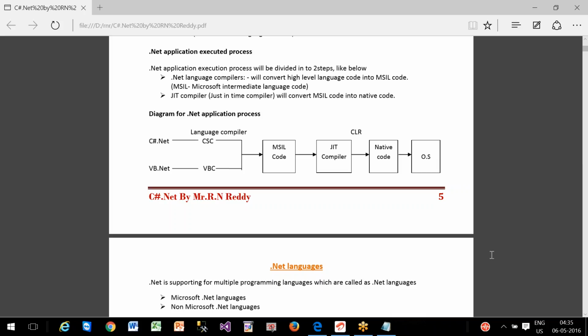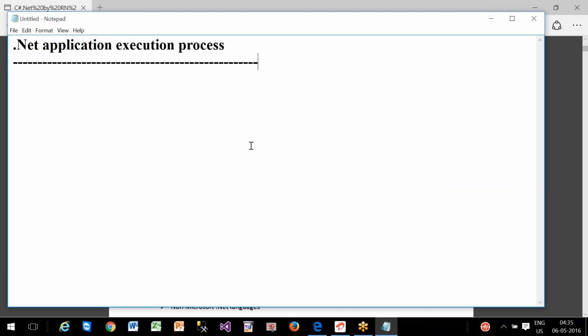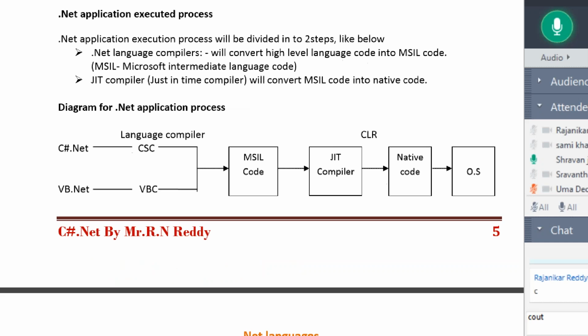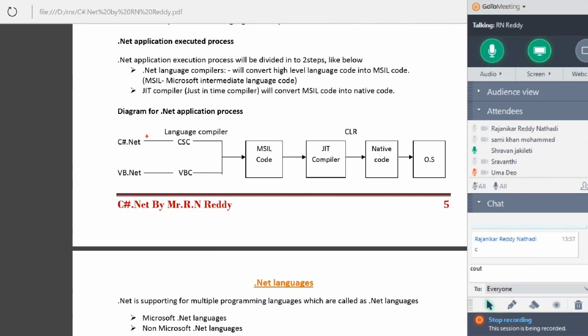Cout or printf, these are all what language? English language. That means whenever you are writing a program by using any programming language, you will use a human-understandable language called English. Similarly, if you write a program in C#.NET or VB.NET, you will write it by using English. With this we can say that all programming languages are high level languages. Similarly, .NET languages are also high level languages.